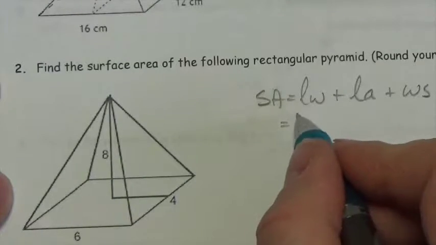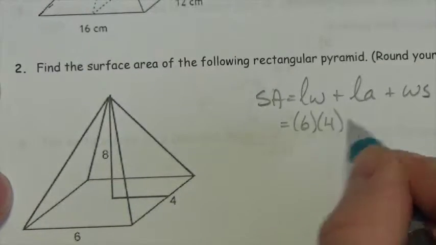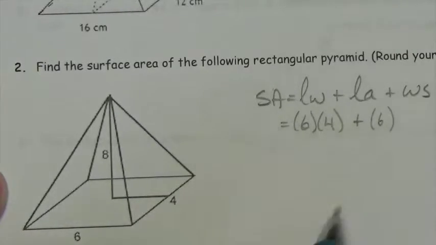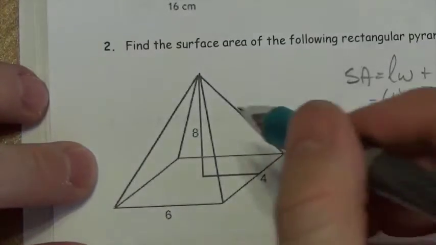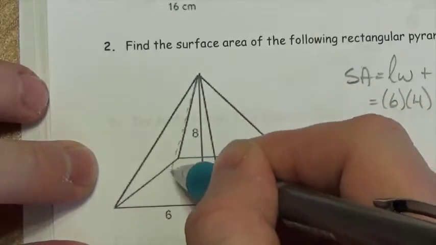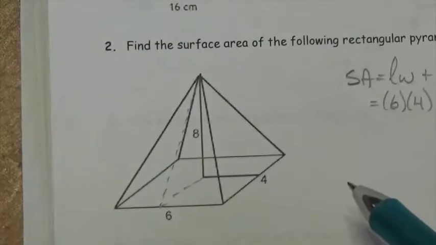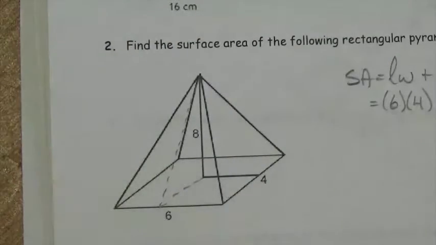Length times width is the easy one. That's going to be 6 times 4 plus length times A, and the length is 6. Now I have to figure out what that slant height is. I know this can be difficult for people, so bear with me.